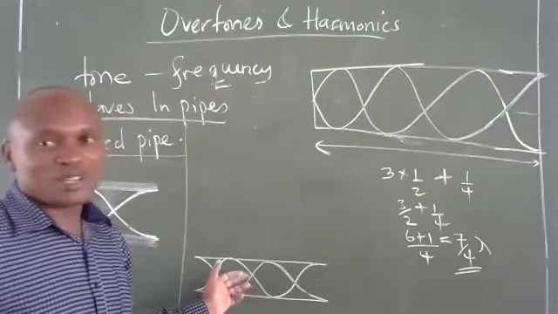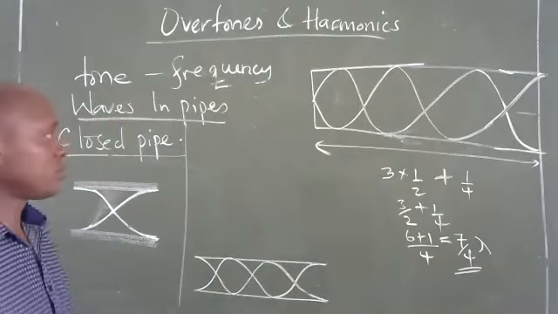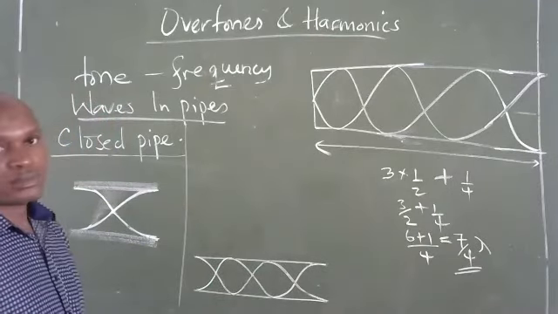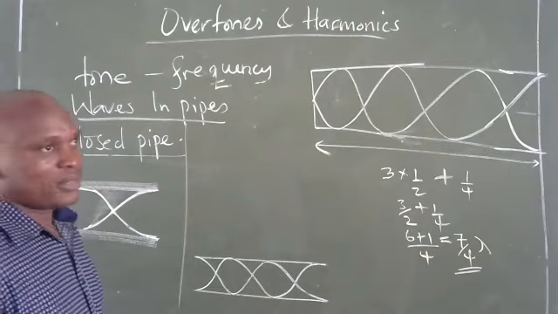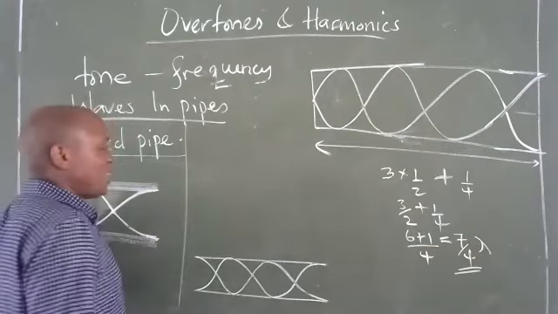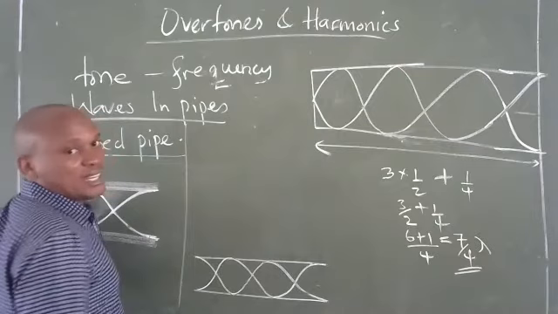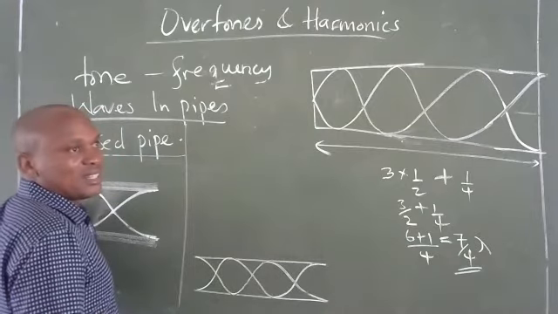How many wavelengths? I'm waiting. 3 out of 2. 1.5. Okay, 2 out of 2 together. 3 out of 2, yes.